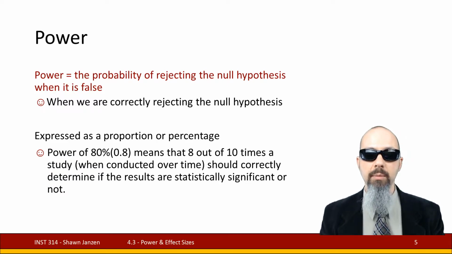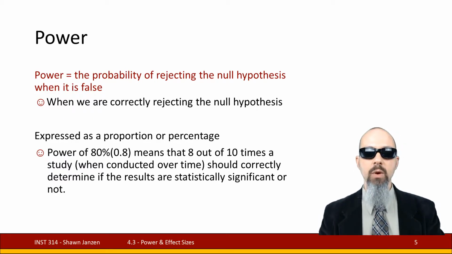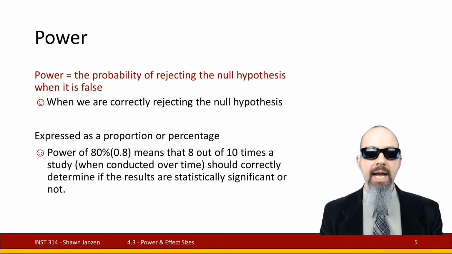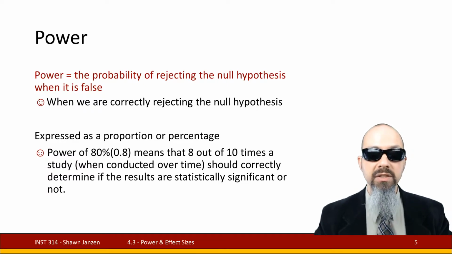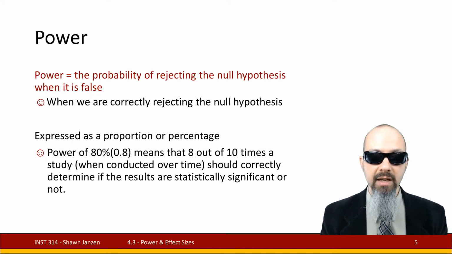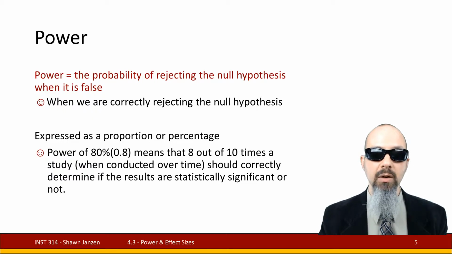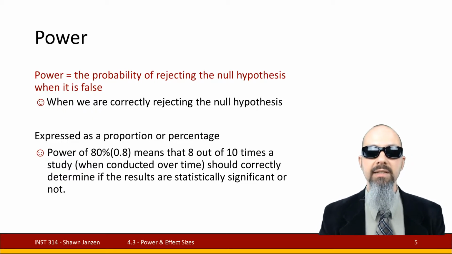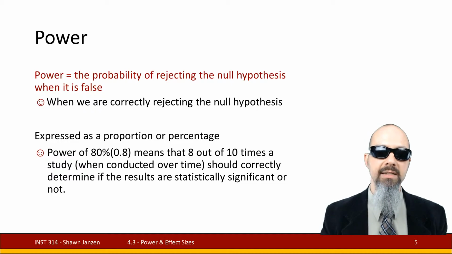Then we started talking about hypothesis testing with errors, type 1 and type 2, and this is where power really starts to come in. Power is the probability of rejecting the null when it is false. This is where it differs, right? This is what we're doing when we correctly reject the null hypothesis, and we express it as a proportion or a percentage. It is very common, especially in different research communities, that when you put forward your research ideas somebody will ask, what's your statistical power? They want to know the probability that if you find something, you're going to do it rightly. Generally speaking, you want a power of at least 80%, or 0.8, which means 8 out of 10 times when you conduct your study over time, with multiple samples, you will correctly determine your results as statistically significant or not.